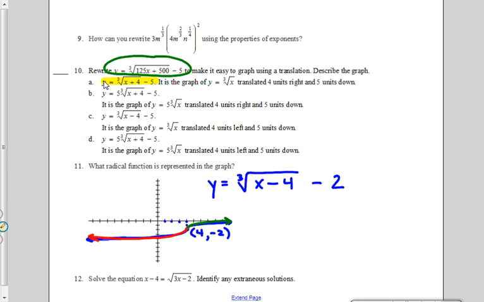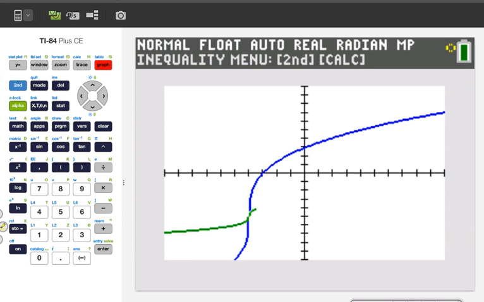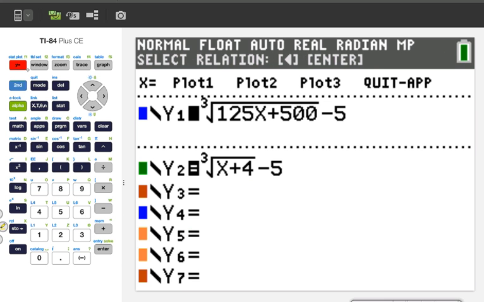So I'm going to go ahead and put the cube root of x plus 4 minus 5 in. There it is. When I hit graph, is the green function the same as the blue? No. So A is eliminated as a possible answer. What do you think's missing from it? What's in front of the x in y1 that's not in front of the x in y2?